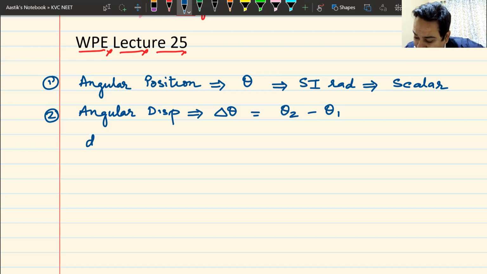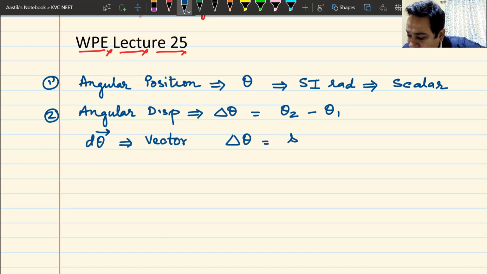d theta, a small change in angular position, is a vector, but a large change in position is a scalar. Do we remember this? Can I have some raised hand that we remember this? Angular displacement was the next thing that we had discussed.